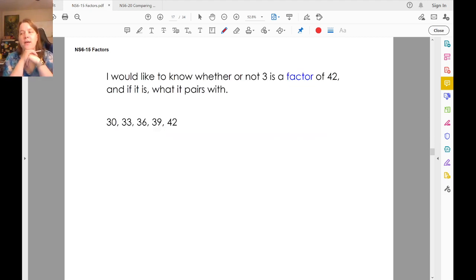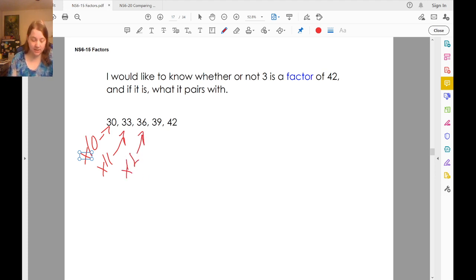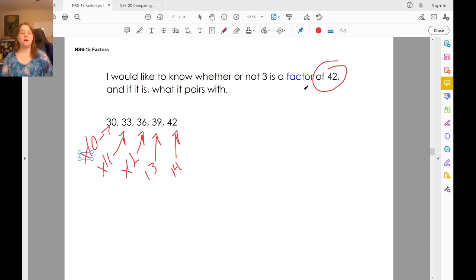So if we want to know whether or not 3 is a factor of 42, and if it is, what it pairs with, you can see that they started at 30 because we know that 3 times 10 is 30. 3 times 11 is 33. Times 12 is 36. Times 13 is 39. Times 14 is 42. And that's a way that we can count up by starting at something that we know, 3 times 10, and then building up 3 times 11, 3 times 12, just by adding that 3 every time.